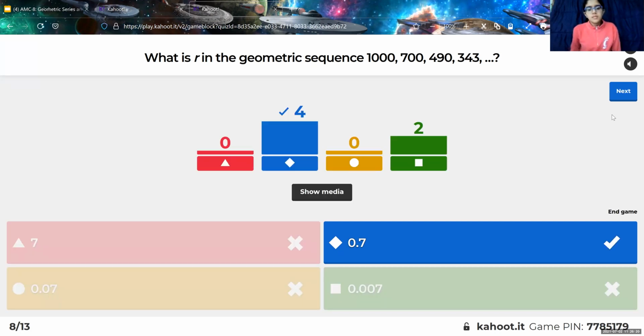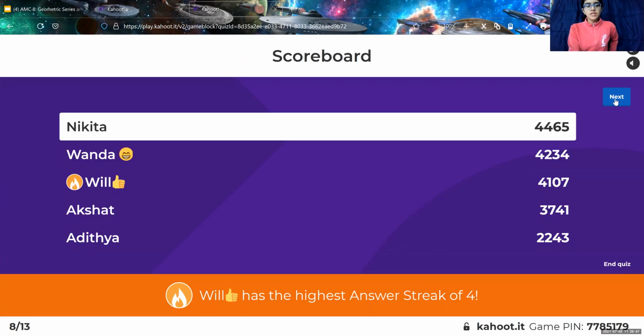Okay, so most people put 0.7, but other people put 0.007. So to get from 1000 to 700, you multiply by 7/10, right? And remember, 7/10 would just be 0.7. 0.007 would be 7 over 1000, which would make your second term 7, and it clearly isn't. So make sure that you don't get the decimal incorrect.